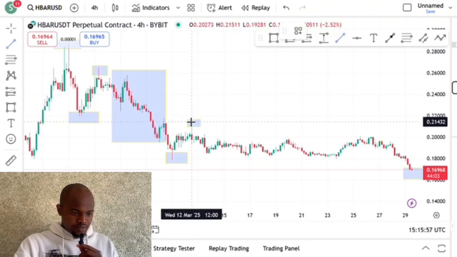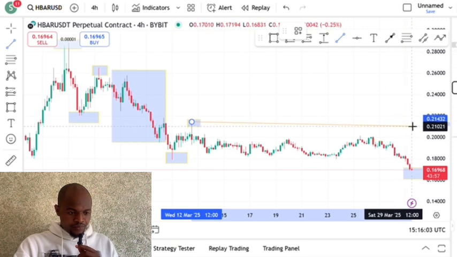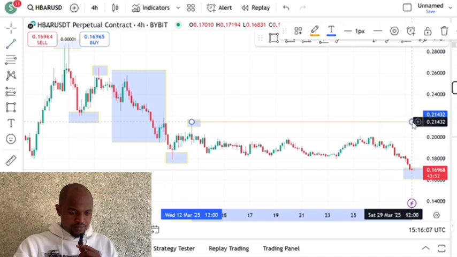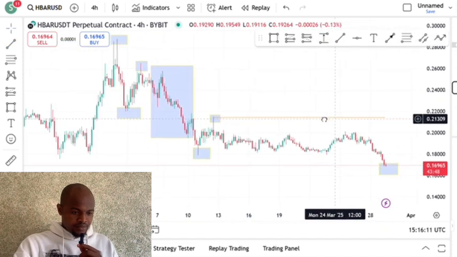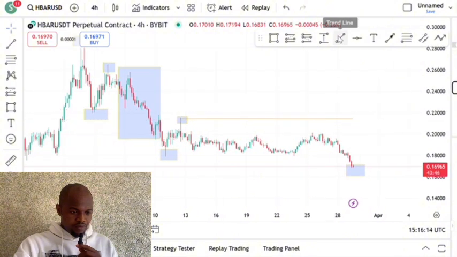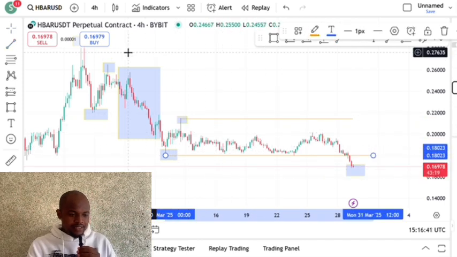So this is a swing high. Okay, this is a swing high, and this is a swing low. Let me mark out the swing low. All right, and this is a 4-hour time frame.